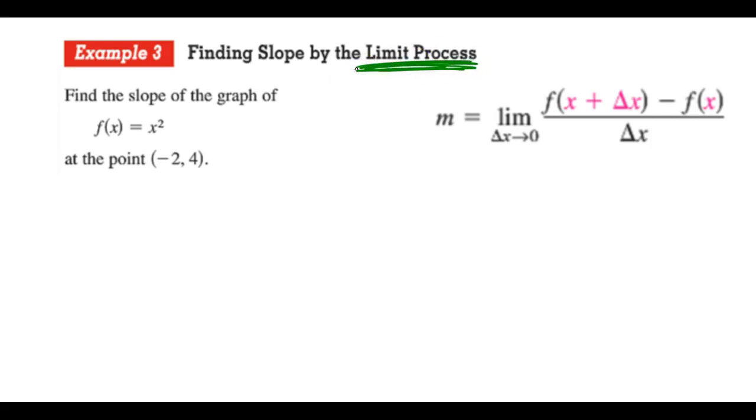So we're going to use the limit process, which I just explained. But to find it, we're not going to graph it and count rise over run. We're going to use this f of x plus h definition.